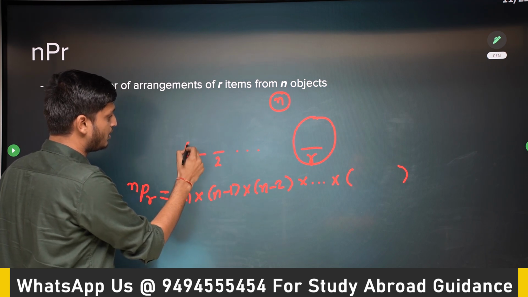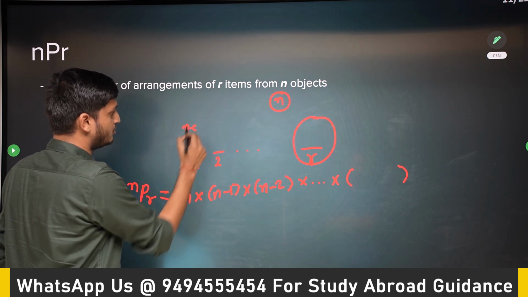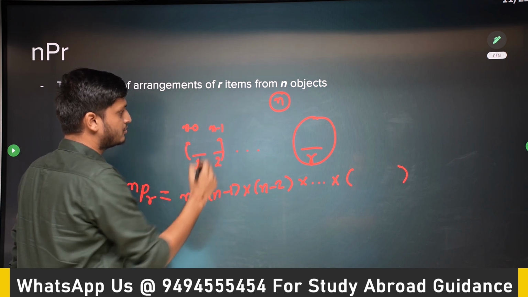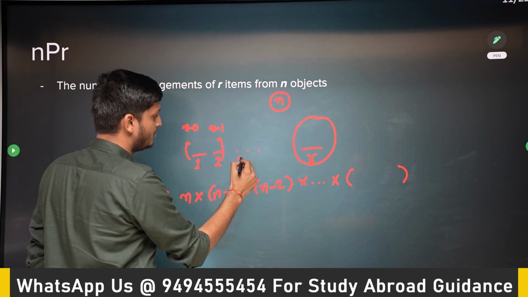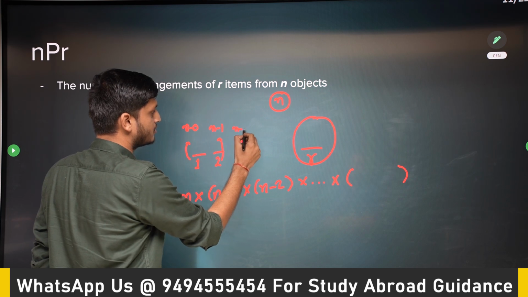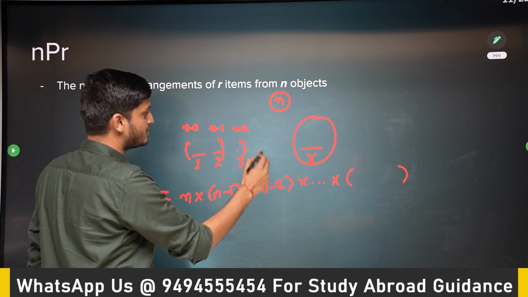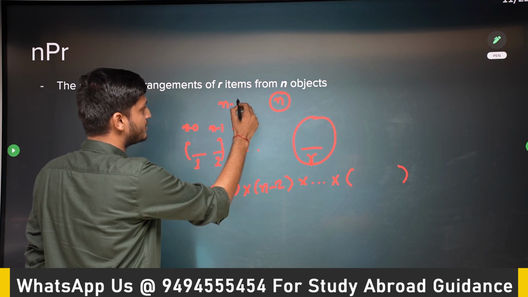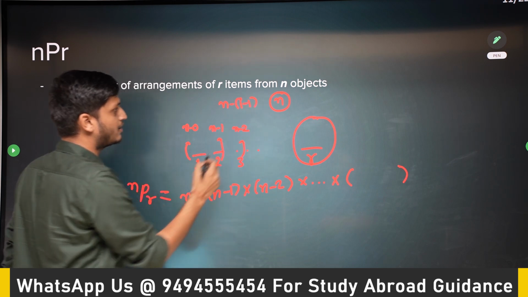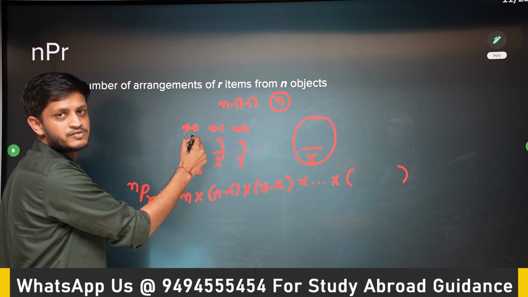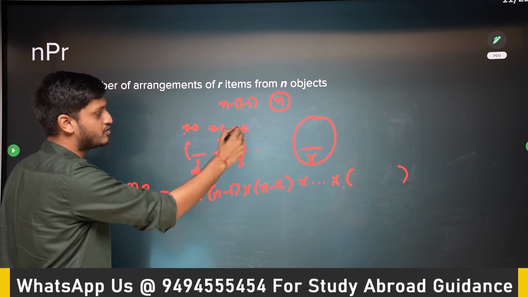For the first place you had n options, which was n minus 0. For the second place you had n minus 1 options. For the third place you had n minus 2 options. You see a pattern? For any ith place you will have n minus (i minus 1) options, right? If this is i, you are doing n minus (i minus 1). For 1 it is 0, for 2 it is 1, for 3 it is 2.